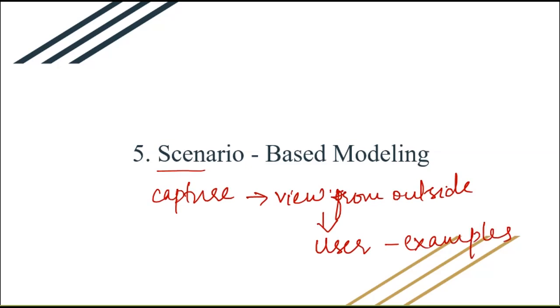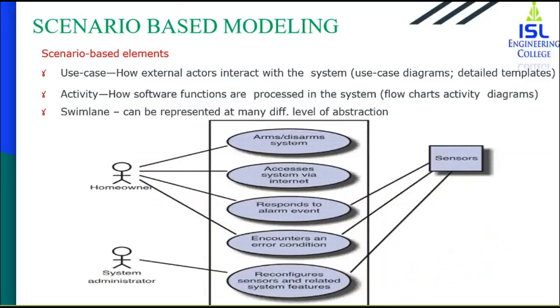Within scenario-based modeling, the first technique is what you call scenario-based elements. Now, these scenario-based elements can be represented in three different ways, that is a use case, activity and swim lane. Now, use case you have already studied. Within this use case, you're going to make use of a use case diagram. Within the use case diagram, you're going to have actors.